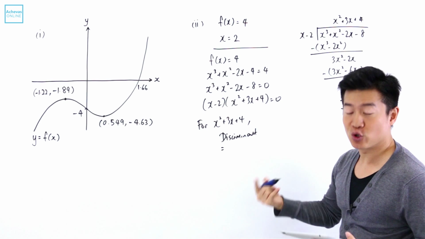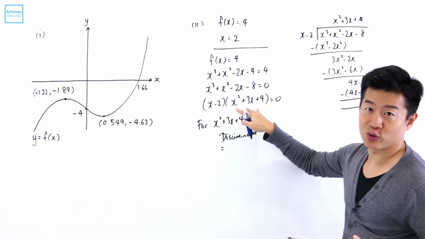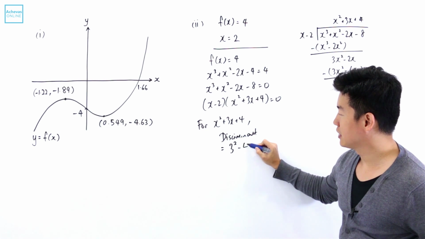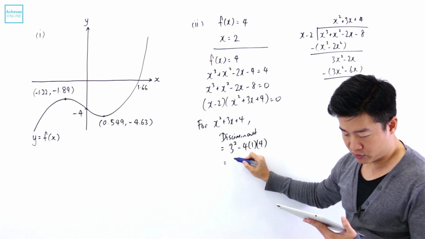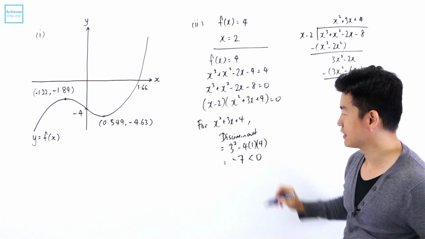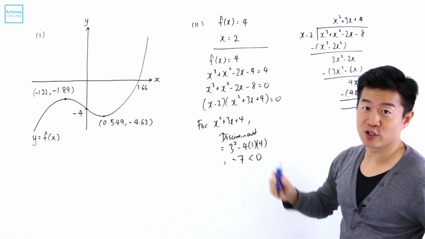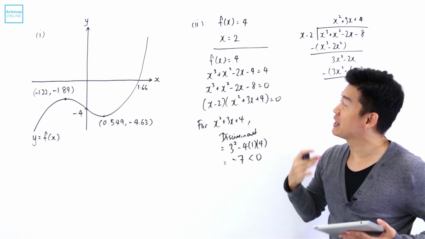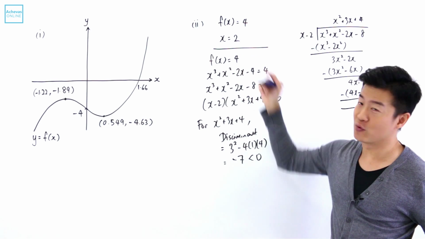As long as we can show that the discriminant is negative, then immediately this is not going to have any solution. So the discriminant is b^2 - 4ac, and this is equal to -7, which is less than 0. That is why this quadratic factor is not going to give us any solution, and that is also why we can conclude, or we have already proven, that f(x) = 4 has only one real solution.